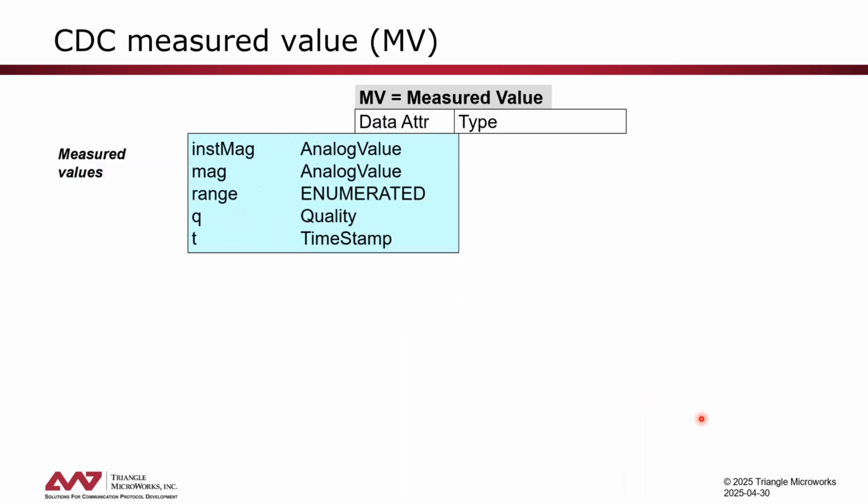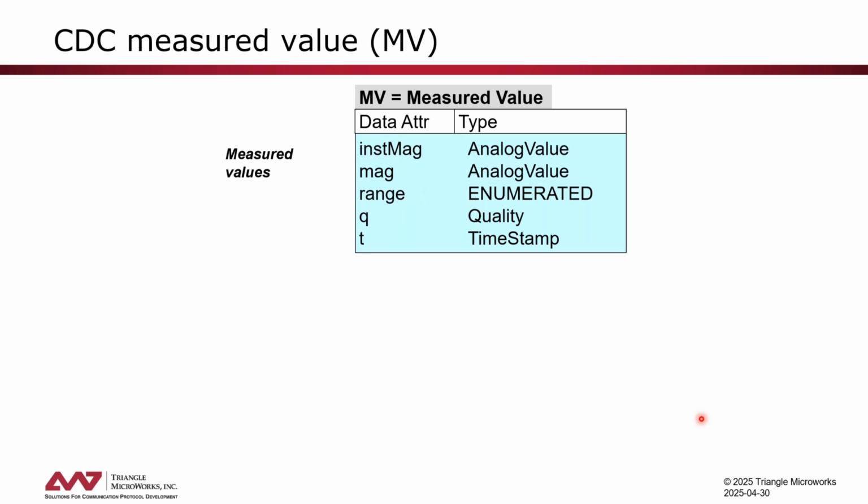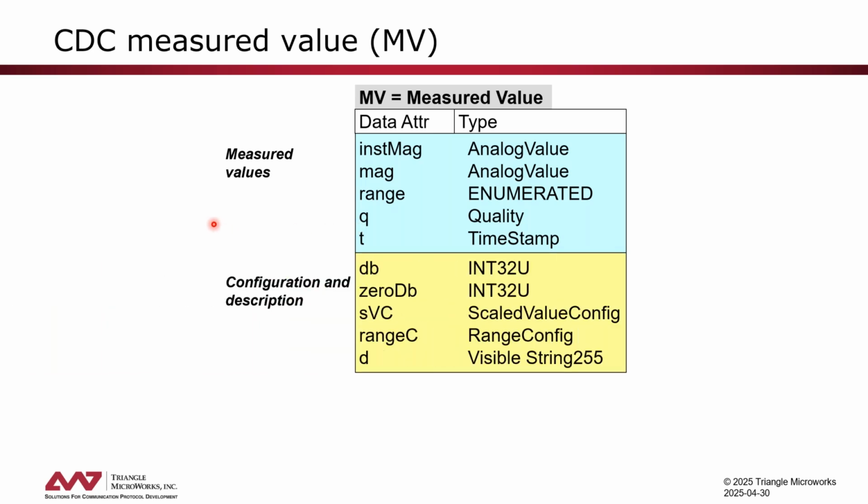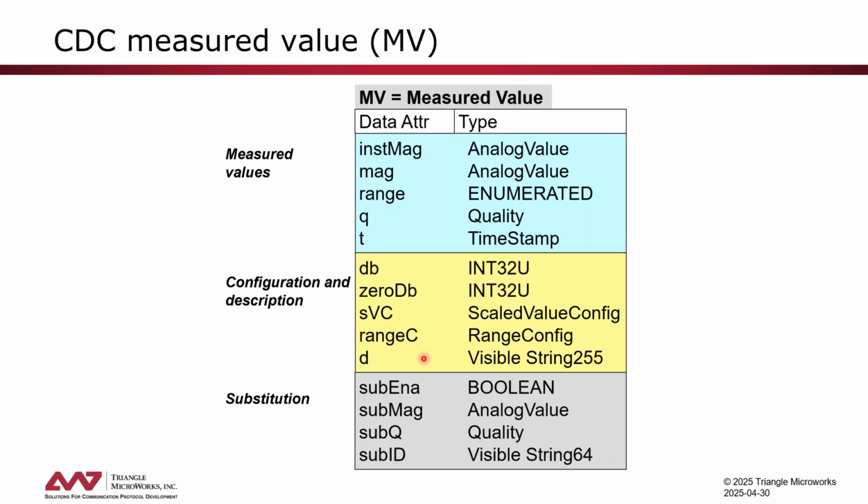So with that, we have now another example of a common data class, the common data class MV for measured values, where we have the different attributes, in this case with functional constraint MX, that we just introduced. We also can have a range indication. We can configure ranges where the value is. We have our quality and our timestamp. And we have the related configuration attributes: deadband, zero deadband, the scaling of the value, range configuration, and the description. We also have attributes for substitution. So this is just an extract. There are a couple more attributes, but those are the most important ones.